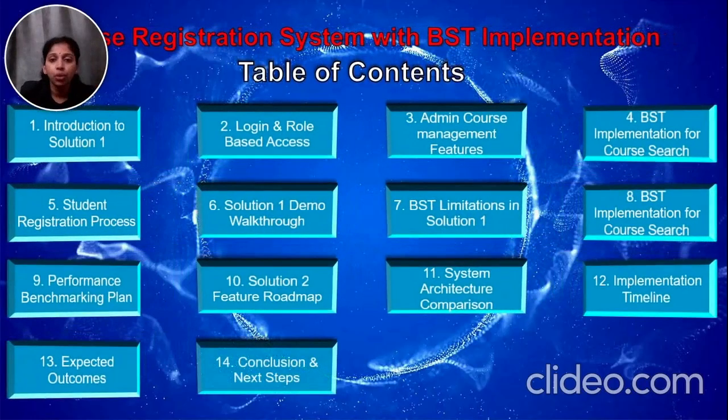Here is the outline of what I will cover in this presentation. I will begin with an introduction to solution 1 and then explain how the login and role-based access work. Then I will discuss the admin course management features and show how the BST is used for course searching. Then I will walk through the student registration process and demonstrate the working system. Finally, I will highlight the limitation of the BST in this solution 1, present my benchmarking plan, and explain the improvement I will implement in solution 2 using a B-tree.